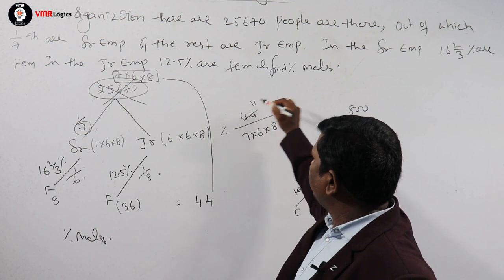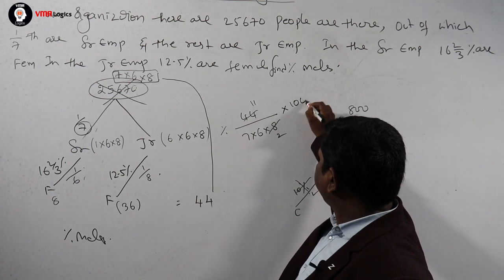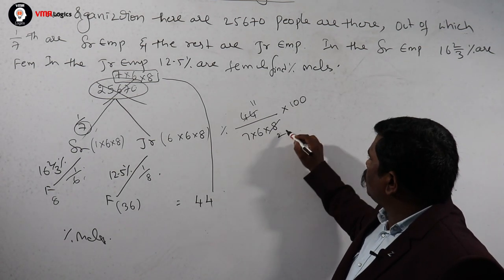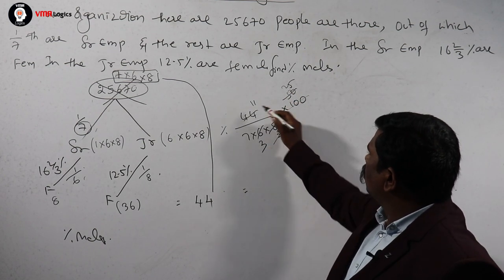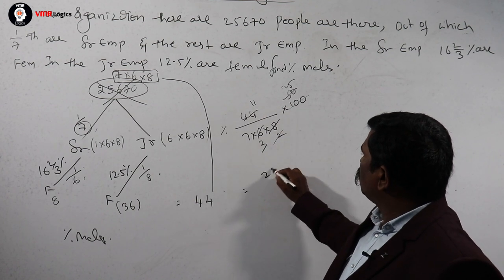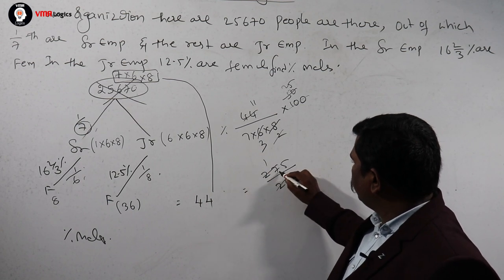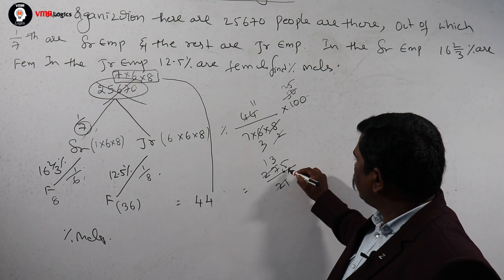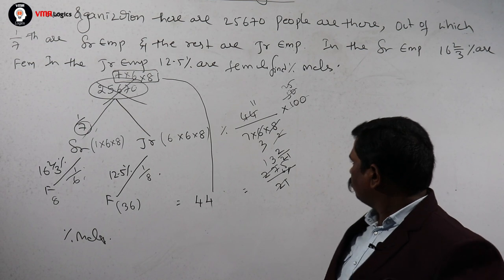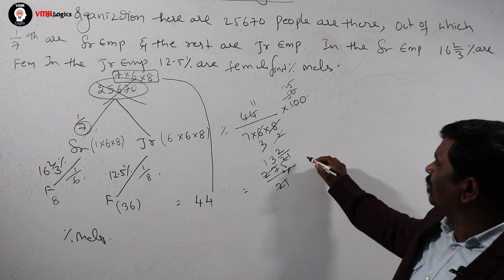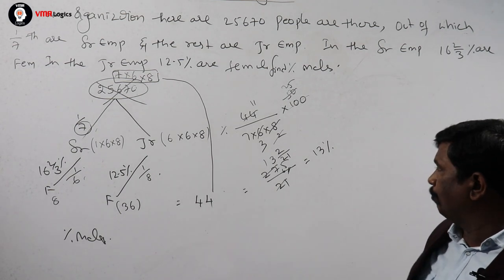So 4 table 11 times, 4 table 2 times, into 100 is there. And 2 table 50, 2 table 3 and 25. So the calculation of this, 1125, sir, 275 by 21. 21 table 1 time 21, 3 times 63, 2 by 21. Okay, this is approximately 13.13%, not exact, approximately 13% of females.